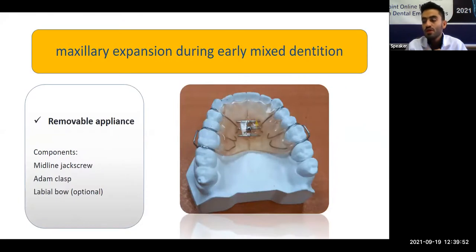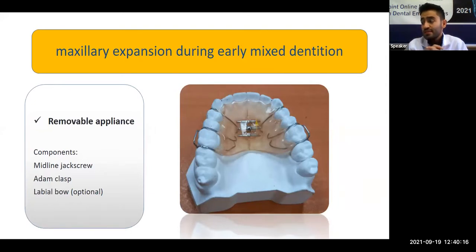And here is the most common appliance that we prescribe for our patients with the constriction of the maxilla in Tehran University of Medical Sciences. It is a removable appliance. It has a midline jack screw, Adams clasp or delta Adams clasp on molars and premolar teeth, which helps to have a good retention of the removable appliance. And we may or may not have a labial bow, which is optional.